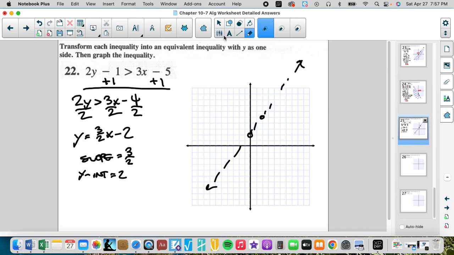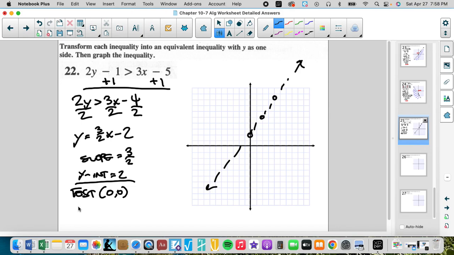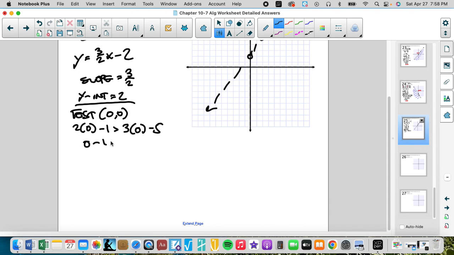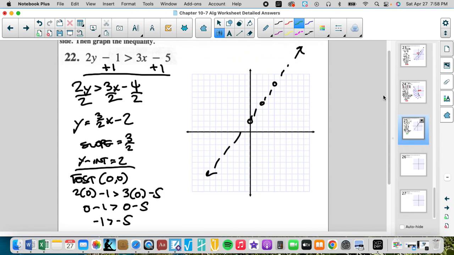It kind of looks like a closed circle. I will open it up a little bit. Let's test the point 0, 0. 2 times 0 minus 1 greater than 3 times 0 minus 5. We're going to simplify. 0 minus 1 greater than 0 minus 5 is negative 1 greater than negative 5. That is true. Negative 1 is greater than negative 5. So this point is true. So we know that all the points on that side will be the true side.